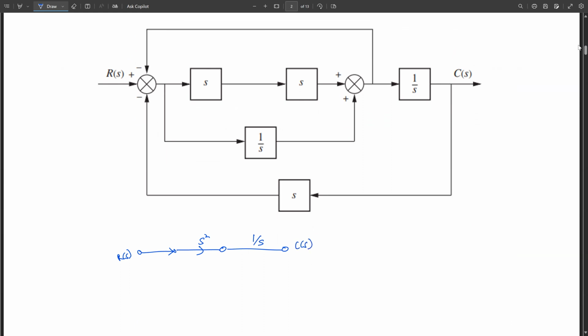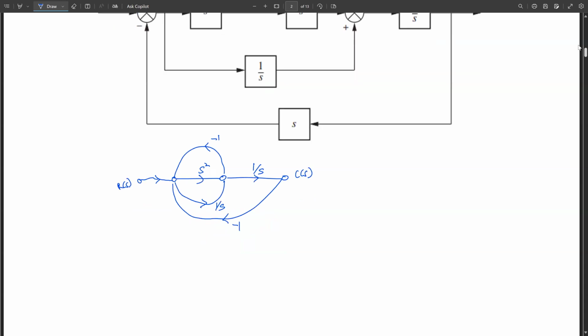U of S, 1 over S, minus 1. There's 1 over. The signal flow should always be in the middle. Okay. And then you have a large one from that side. So the first step is to identify your forward path, right?